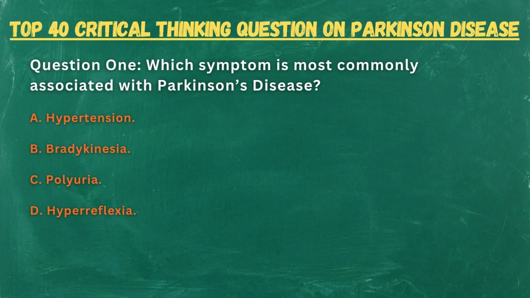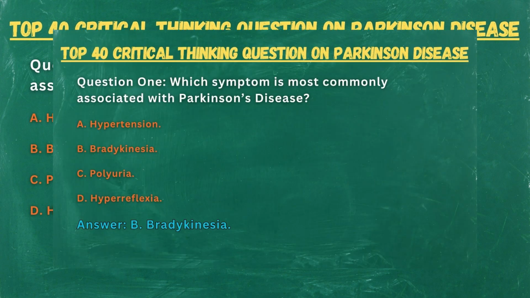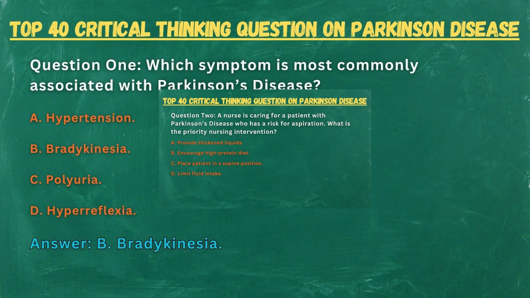Question 1. Which symptom is most commonly associated with Parkinson's disease? A. Hypertension. B. Bradykinesia. C. Polyuria. D. Hyperreflexia. Answer: B. Bradykinesia.